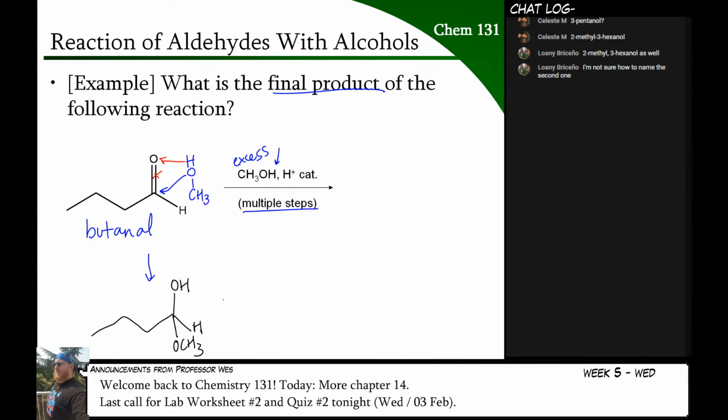And then we're going to add the second part of it. The O goes here, and the H goes here, and I break this bond. And so then I still have this OCH3 down here, and I have a second one up here.